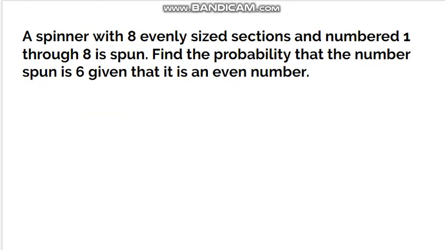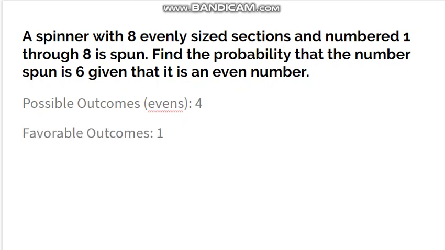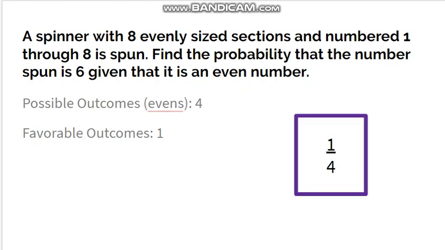And our last one, a spinner with 8 evenly sized sections, numbered 1 through 8, is spun. Find the probability that the number spun is 6, given that it is an even number. So possible outcomes are evens. So there's 8 sections, but only half of them are evens. So that leaves us 4 sections that could possibly be our outcome. And our favorable outcomes are only 1 because we're trying to see if it's going to be 6. So our probability that it's going to be 6 is 1 out of 4.